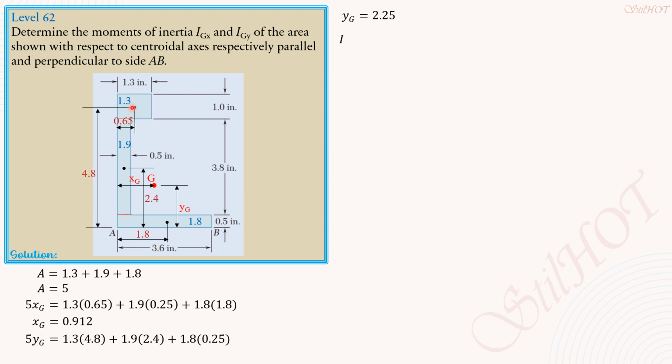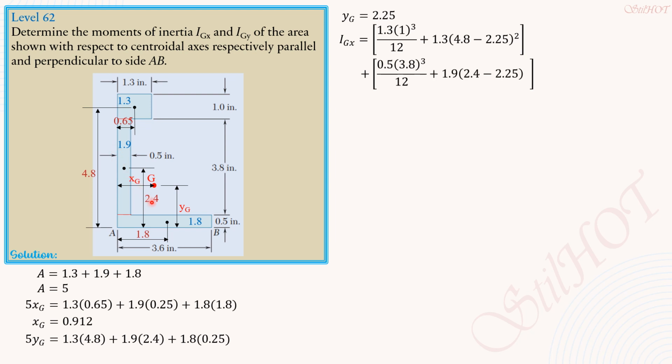IGX equals, for area 1, 1.3 times 1 cube over 12 plus area 1.3 times distance with respect to the x-axis, quantity 4.8 minus yg, which is 2.25, quantity squared. For area 2, plus base 0.5, height 3.8 cubed over 12 plus 1.9 area times distance squared. Distance squared is 2.4 minus yg, 2.25, squared.